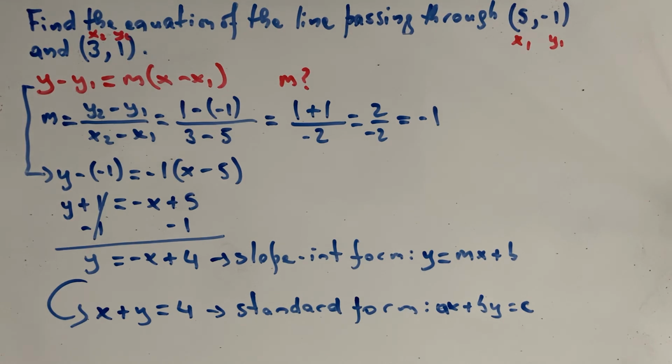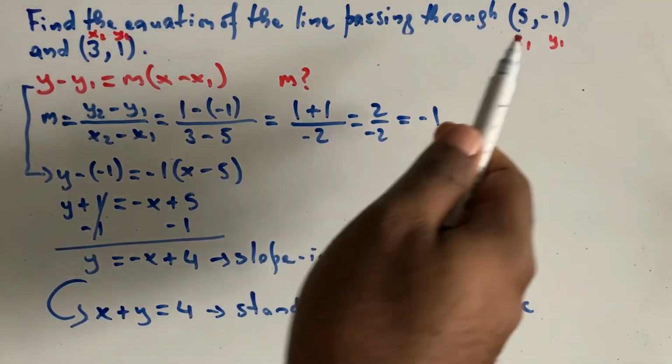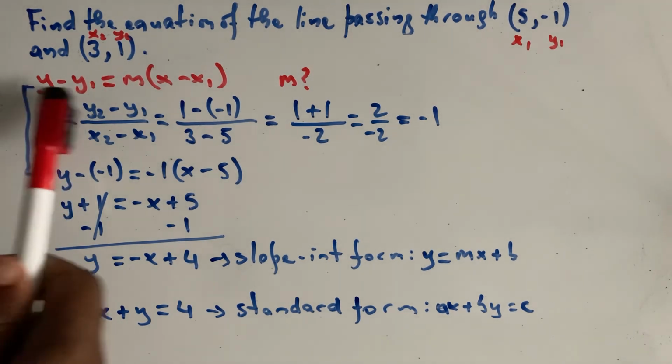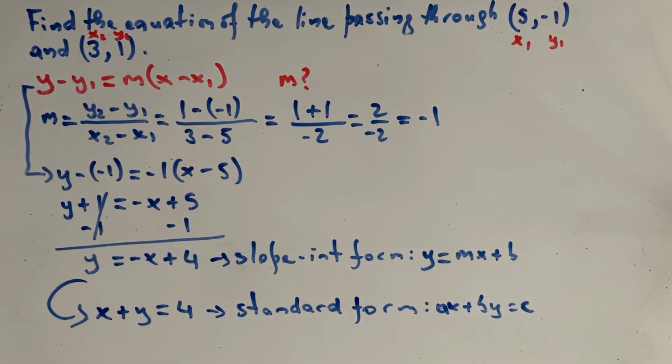So this is how you find the equation of a line passing through 2 points. If you have 2 points, you can get the slope. Therefore, you just need to use the point slope formula. It's always easy for you to get, just using the point slope formula. This is very easy to do.